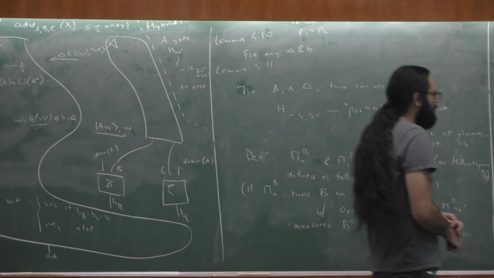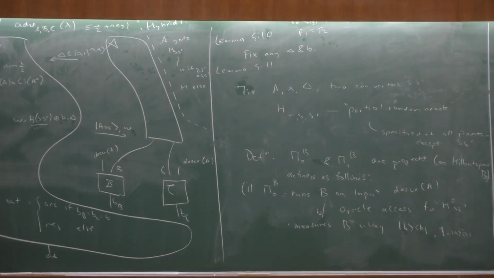So I know. Wait, what are you saying? I thought B is looking at the output of B and C, right? B and C are supposed to output bits. But how do you explain this? Pi 0B runs B on input, so who is doing this experiment?